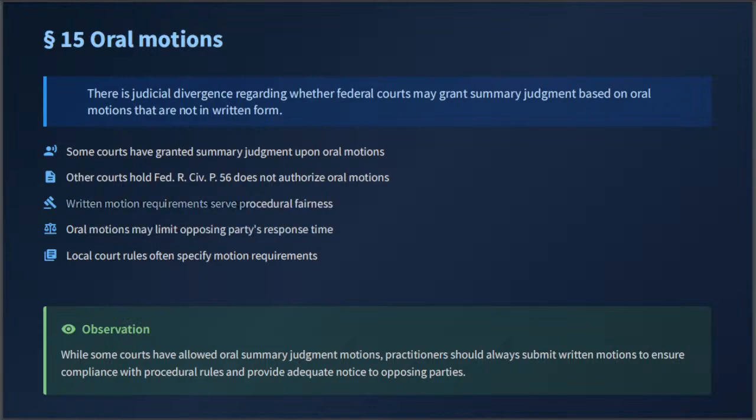These are common with any kind of pleadings. Local court rules often specify motion requirements. And our observation is, while some courts have allowed oral summary judgment motions, practitioners should always submit written motions to ensure compliance with procedural rules and provide adequate notice to opposing parties. As the maxim goes, the spoken word flies, the written letter remains.